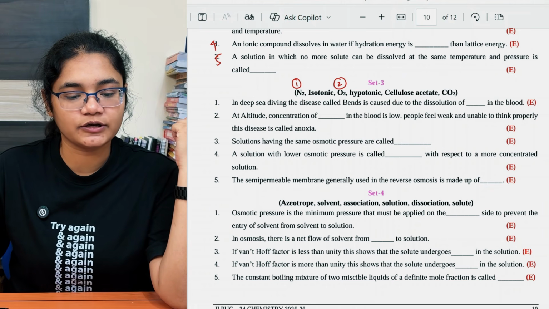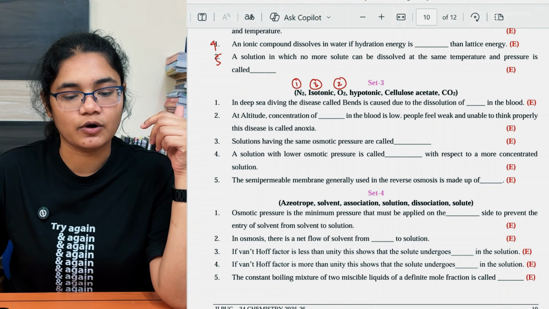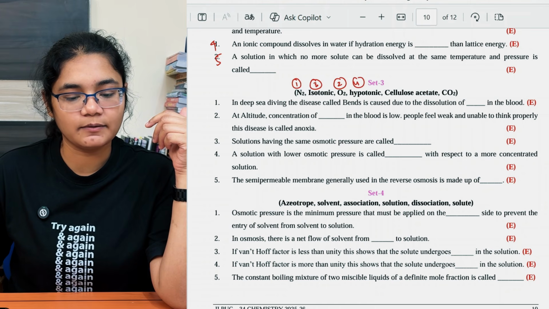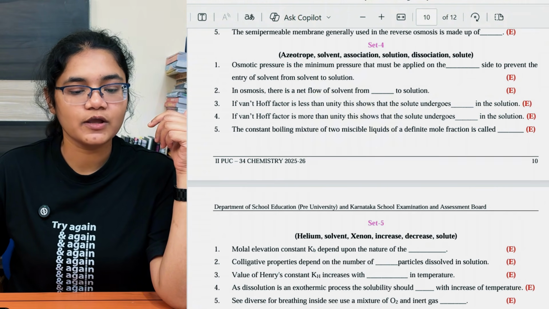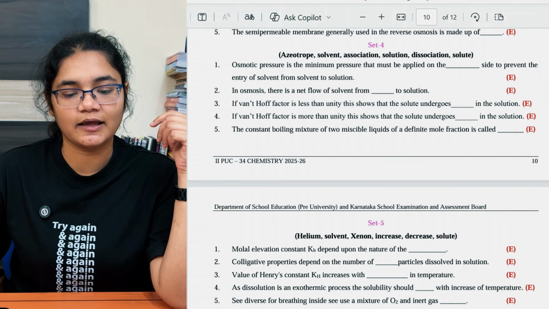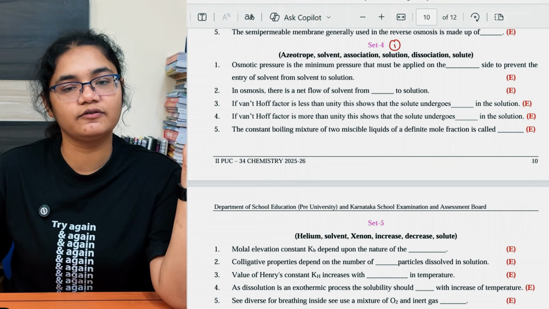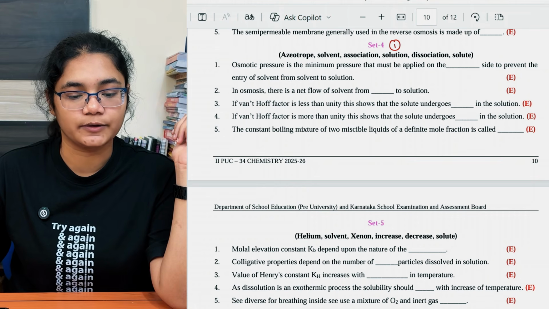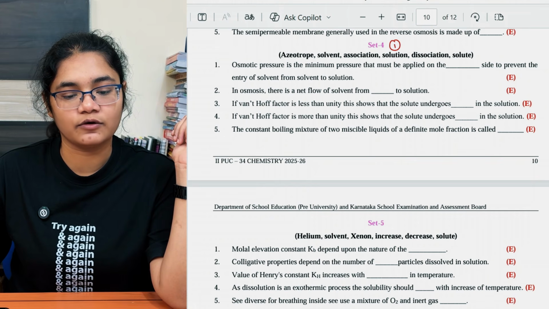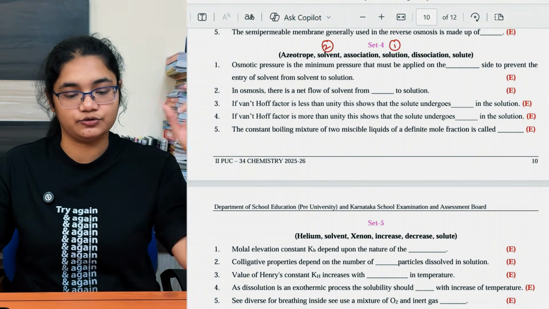Solutions having the same osmotic pressure are called isotonic. A solution with lower osmotic pressure is called hypotonic, and the semi-permeable membrane generally used in reverse osmosis is cellulose acetate. Next is set 4. Osmotic pressure is the minimum pressure that must be applied on the solution side to prevent the entry of solvent from solvent to solution. In osmosis, there is a net flow of solvent from the solvent side to the solution side.